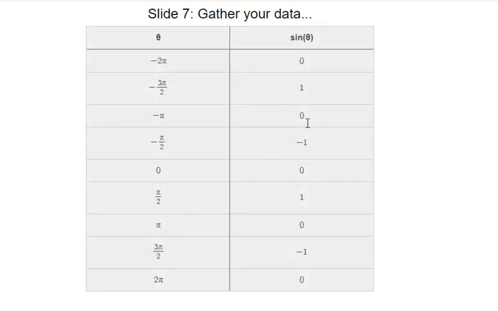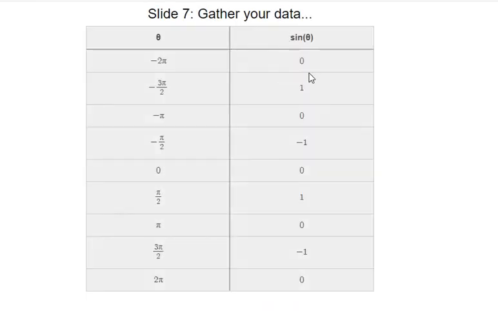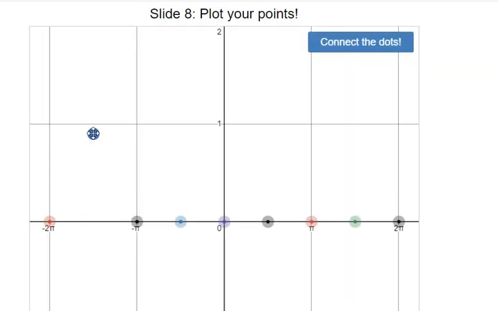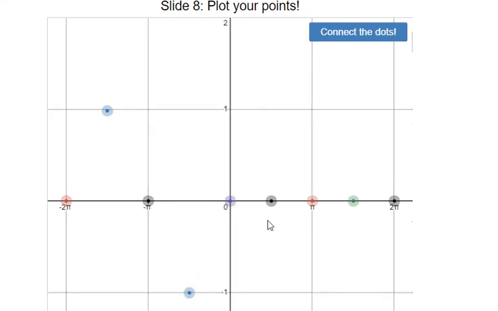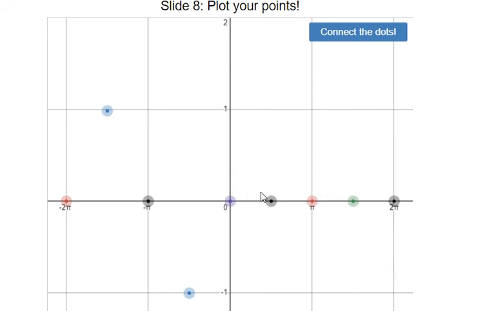So this is all of the values we've figured out so far. So now we're going to plot them. We can just keep looking back over here if we need to. Negative 2 pi, the sine is 0, goes 0, 1, 0, negative 1. So let's do that. 0, 1, 0, negative 1. There we go. And then 0, 1, 0, negative 1, 0. 0, negative 1, 0. And connect the dots.